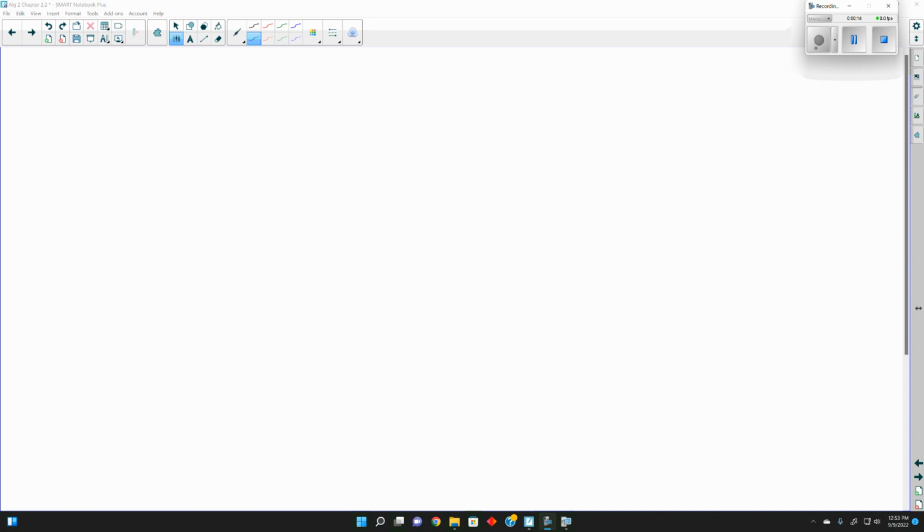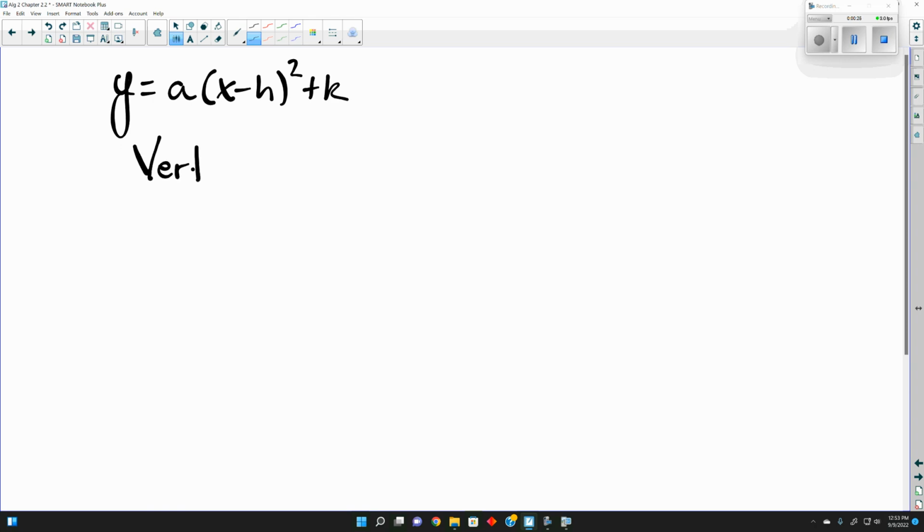The equations we went over yesterday are y equals a times (x minus h) squared plus k, and this is our vertex form. We know that because the vertex is our (h, k), and our axis of symmetry is x equals h.